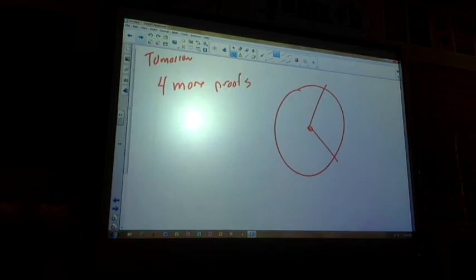So reflexive all day long. Vertical angles all day long. And then if you happen to have a circle, you know that the radii have to be equal. Those are all day longs. And tomorrow we'll hit some of those. Okay? That's all I have for you.